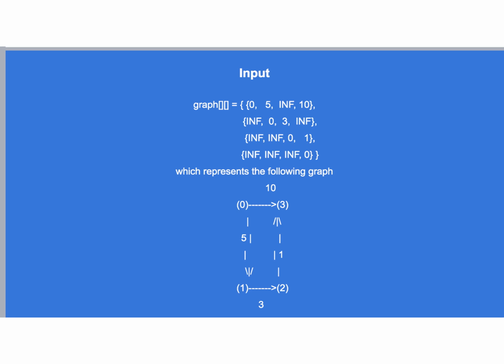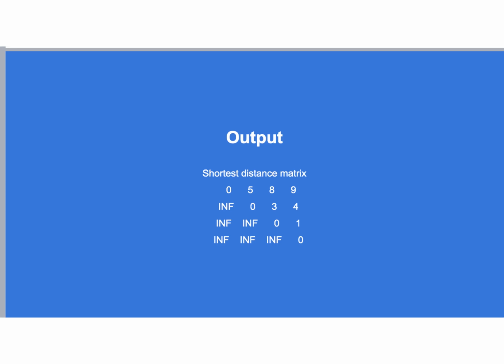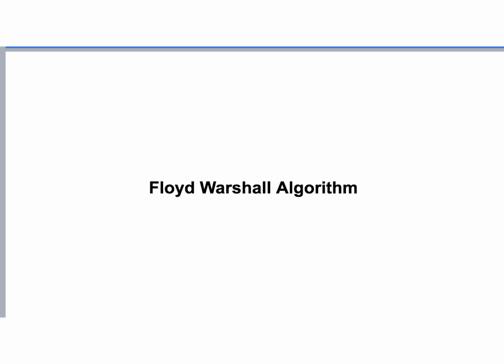So the first thing is we're going to specify a graph here. So it would be 0. The following graph represents a graph here. Let's note that the value of graph[i][j] is 0 if i is equal to j, and graph[i][j] is infinite if there's no edge from vertex i to j. For vertices i to j, if there's an edge, it has its weight, else it's infinite. So let's take a look at how the output is actually deconstructed.